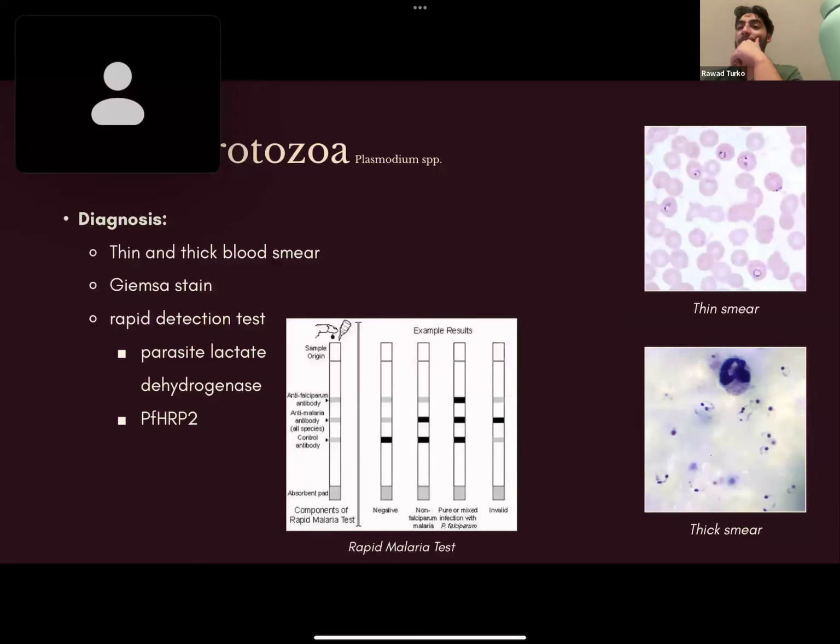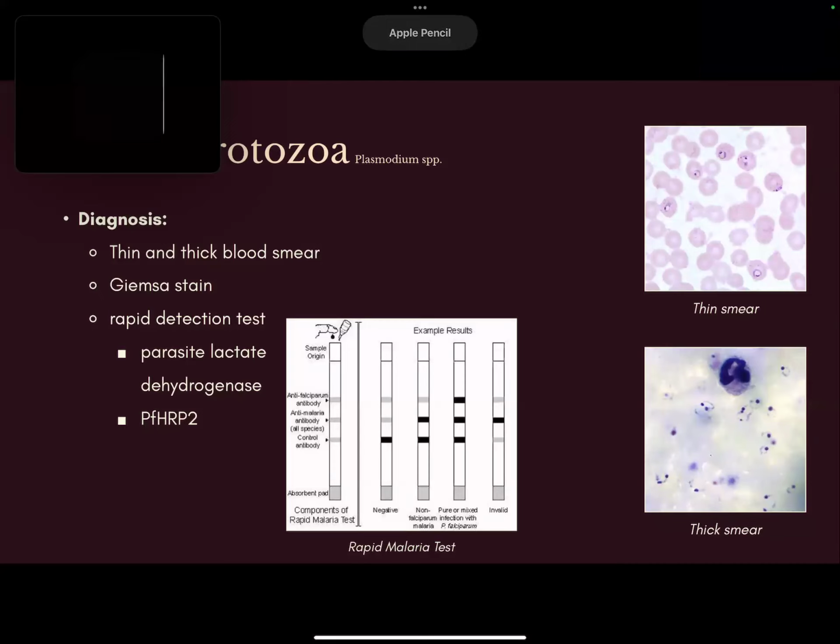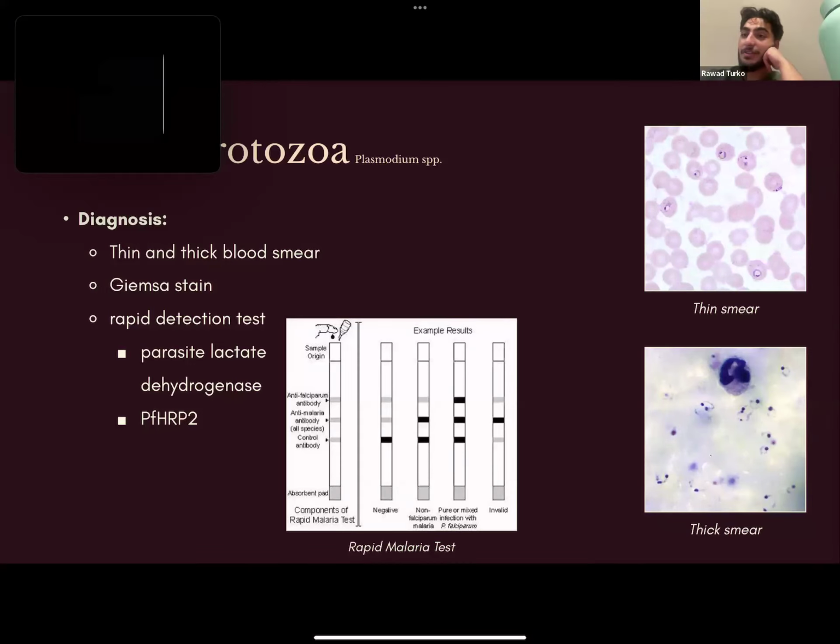Okay, so how do you diagnose Plasmodium? Basically, you have your thin and thick blood smear. Okay, thin and thick blood smear. Why do we call it thin and thick blood smear? Can somebody tell me? Do you want to say it? There was a girl who wanted to say it.